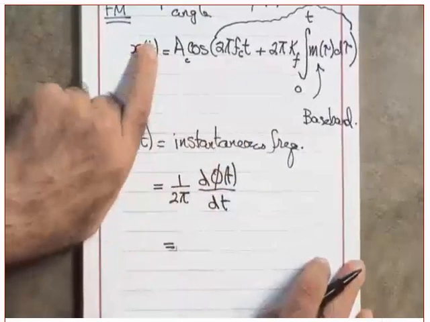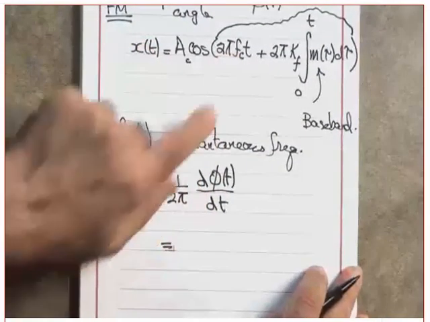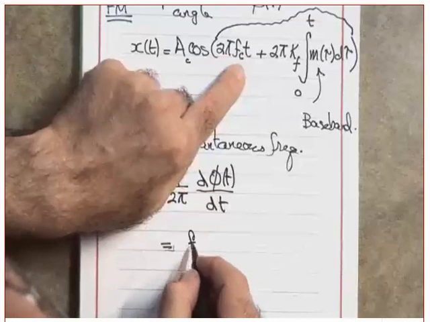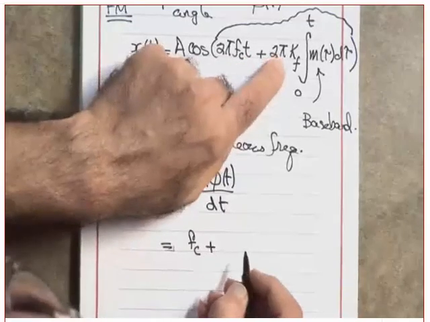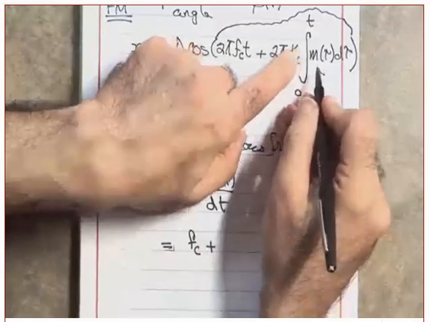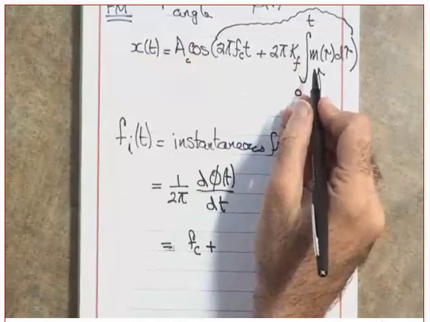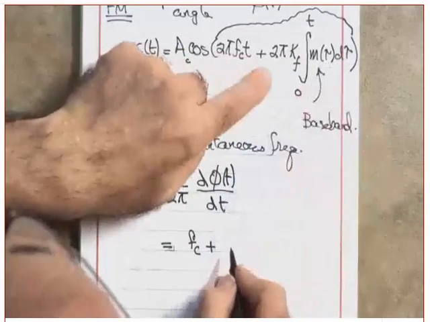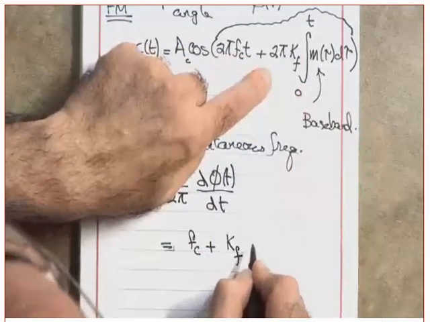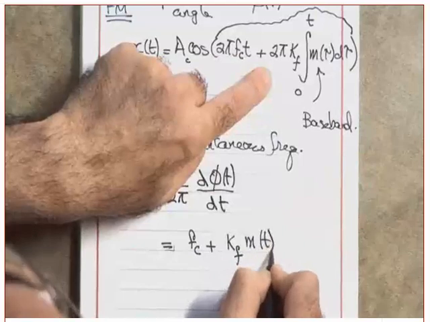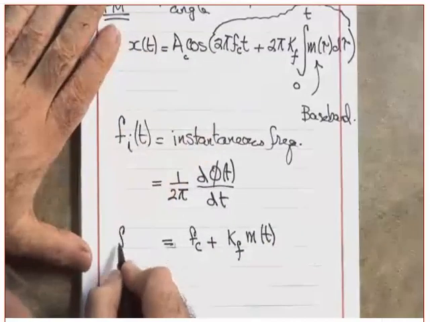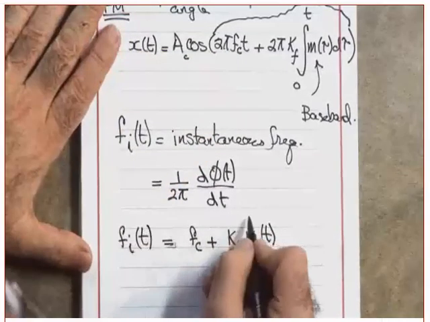Differentiate this with respect to what? T, and divide by what? 2 pi. So what do I get? F sub C plus 2 pi cancels. Differentiation with the integration cancels out. Yes? And what do I get? I get KF, M of what? M of T. Clear? This is FI of T.